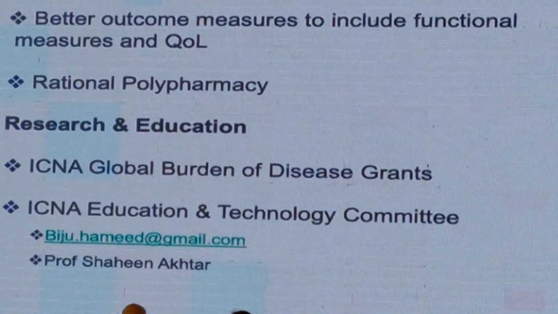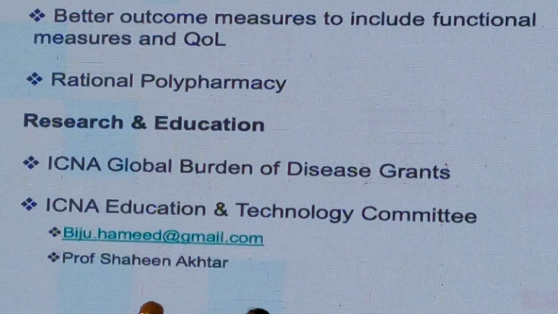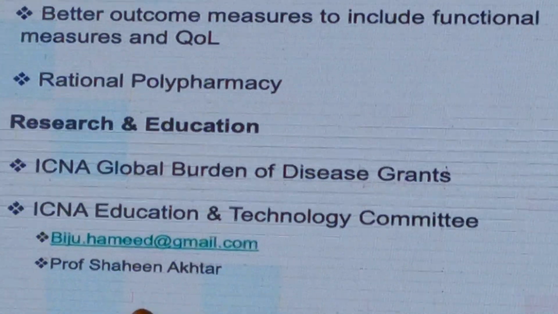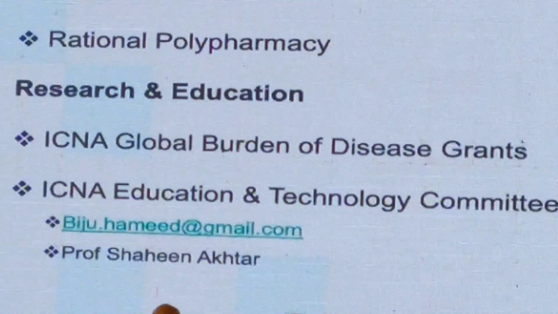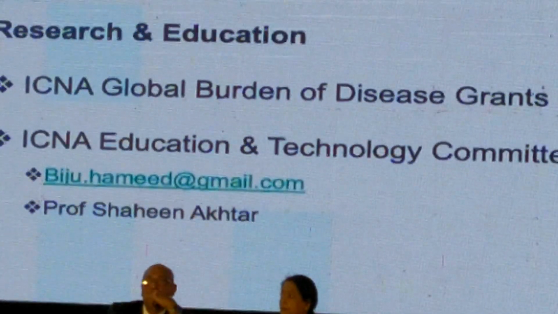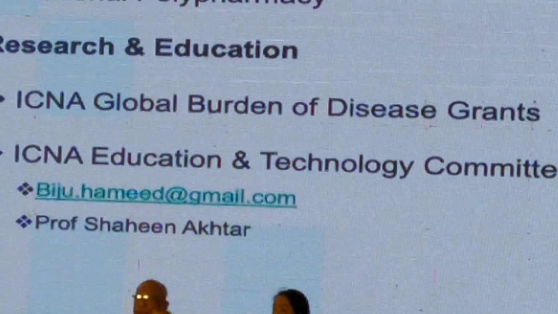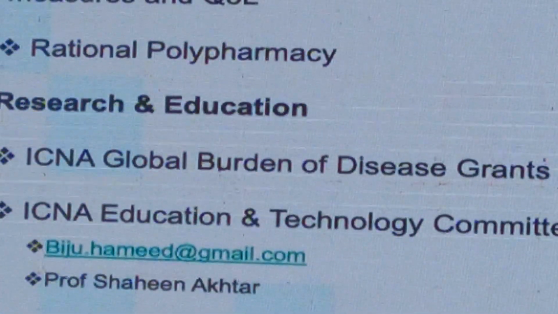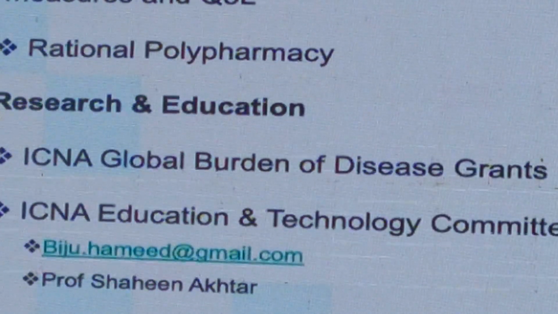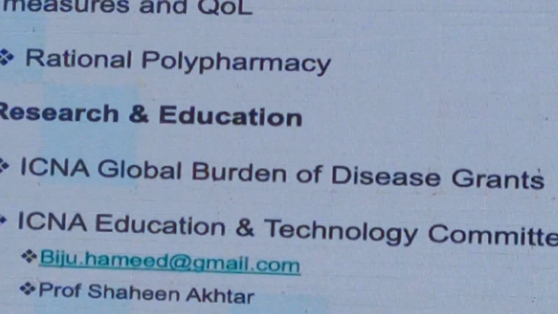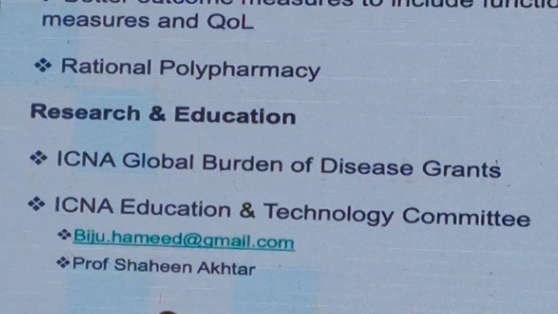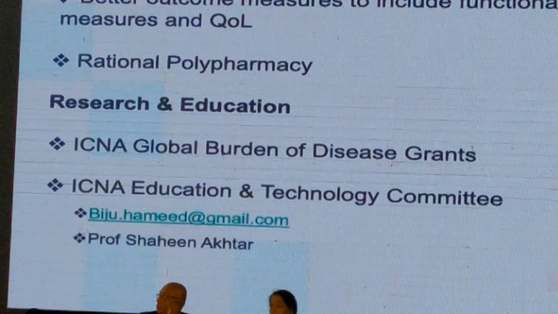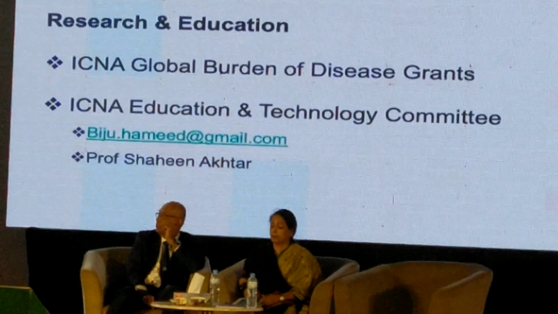The ICNA, Dr. Shaheen and I work very closely together. We have the Global Burden of Disease grants which we would invite the trainees to apply for, to look into these conditions, because there is pathology here, and see how we can make better sense of them. While the attempts at classification are going on, there would be another 5-10 years before somebody comes up with Axis 3, for example, looking at the pathophysiology.